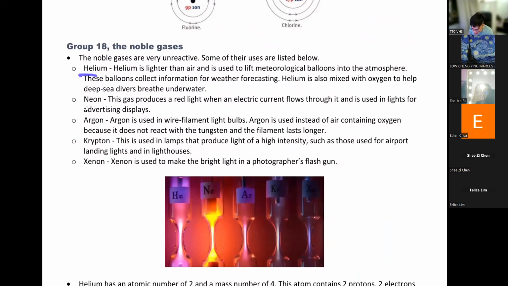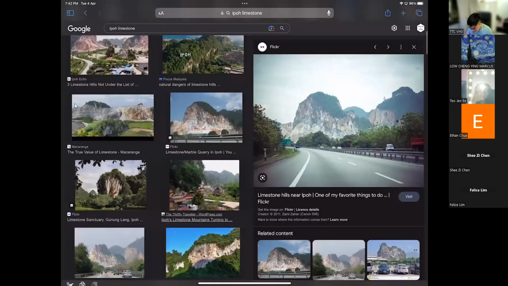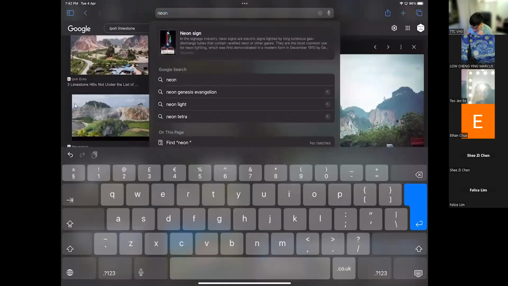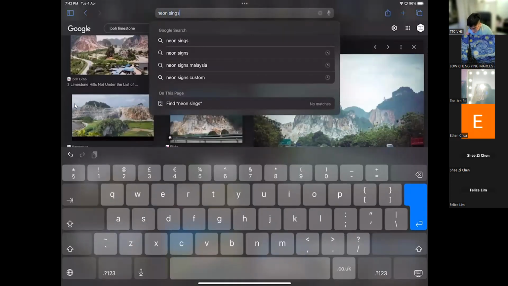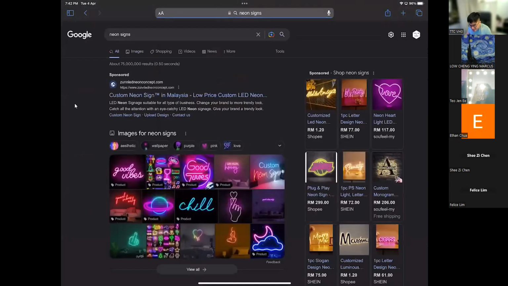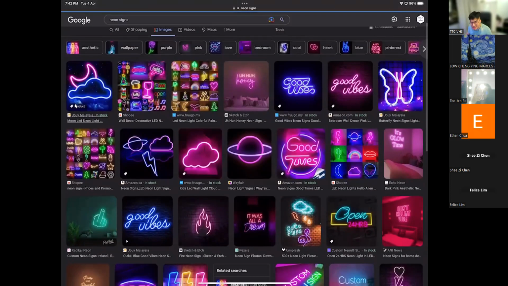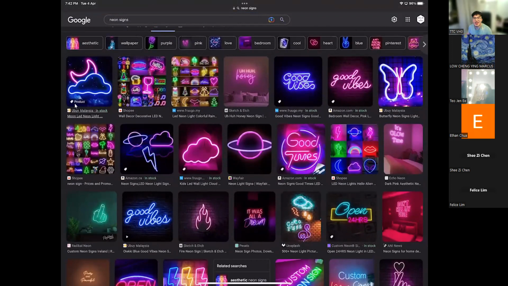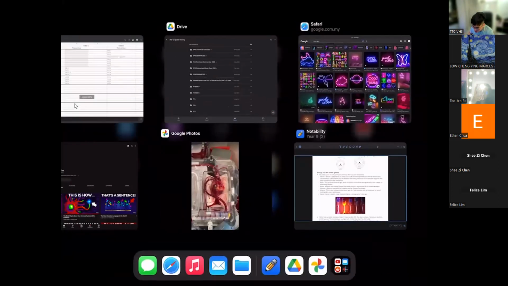So helium is used in balloons. Neon is used in red lights. Guys, we don't use neon anymore. You know what neon signs are? We used to use them in the 80s. Now it's like making a comeback. You see, these are neon signs, and they have the sound. Nowadays we don't have them. These are just LED. Neon is like obsolete old technology already.